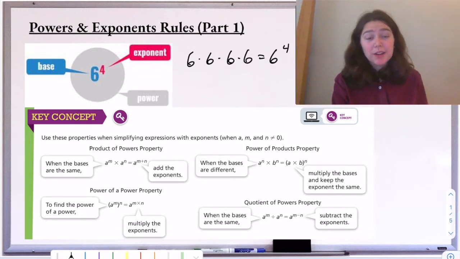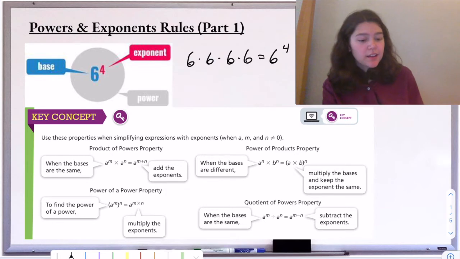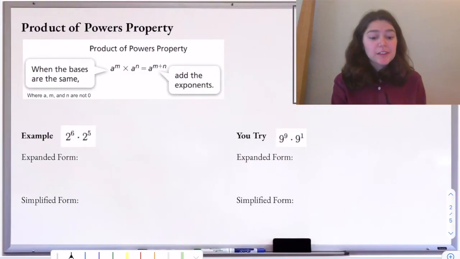But sometimes we're not just going to have one power. We want to multiply powers or divide powers. So that's what we're going to look at today. Okay? All right. So the first one we're going to look at is multiplying powers.